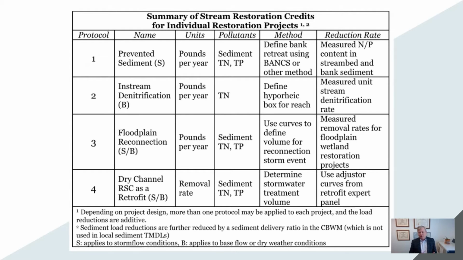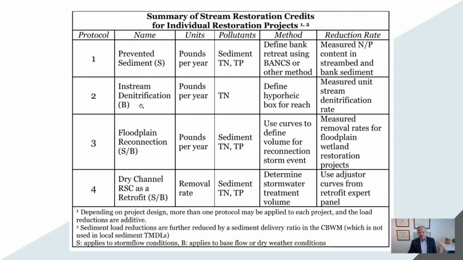preventing sediment. So that's not really pollutant removal, that's pollution prevention, right? So we're keeping erosion and sediment coming out of stream banks from moving downstream. And if you stop sediment, you're also reducing other nutrients that attach to sediment, such as nitrogen, phosphorus. And so the method is to define the bank retreat using a model. BANCS is probably the most popular one. It's an EPA model. And then you measure the content in the stream banks. So this could be field measured, this can be modeled, lots of ways to do this one.